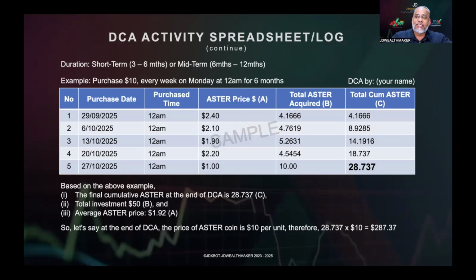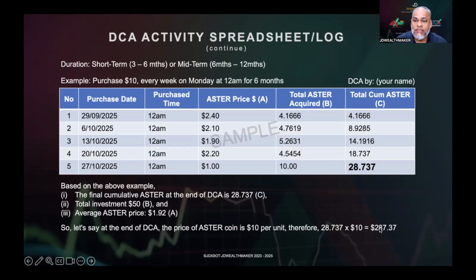At the end of 6 months, at the end of 1 year, you realize that, hey, the price now is $10 or the price is $8, whatever your price target is. So now what you can see in this example, $10 times 28. So I already have 28 ASTER accumulated.